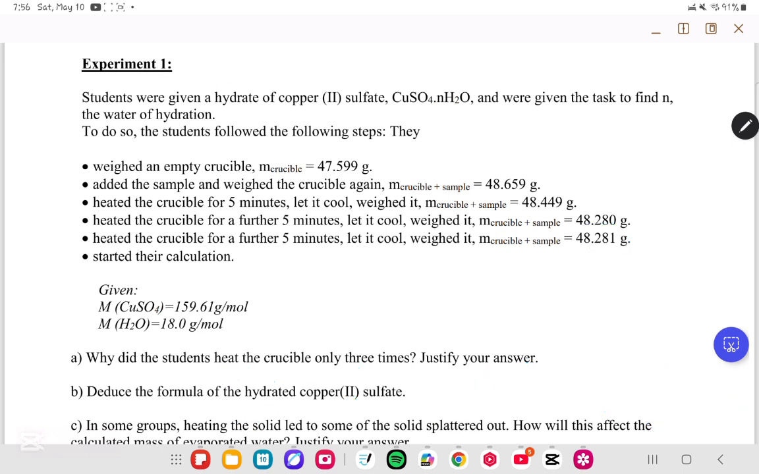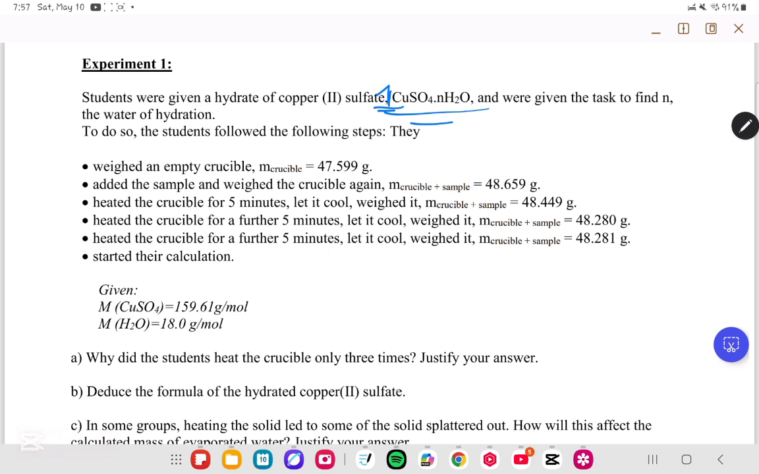Now, deduce the formula of the hydrated copper sulfate. Very simply, how I would like to do this is to take into consideration how they plotted it. They said 1 CuSO4, so we're going to keep this in mind. Whatever value we get, we need to be able to change it into 1. So deduce the formula of the hydrated copper 2 sulfate.